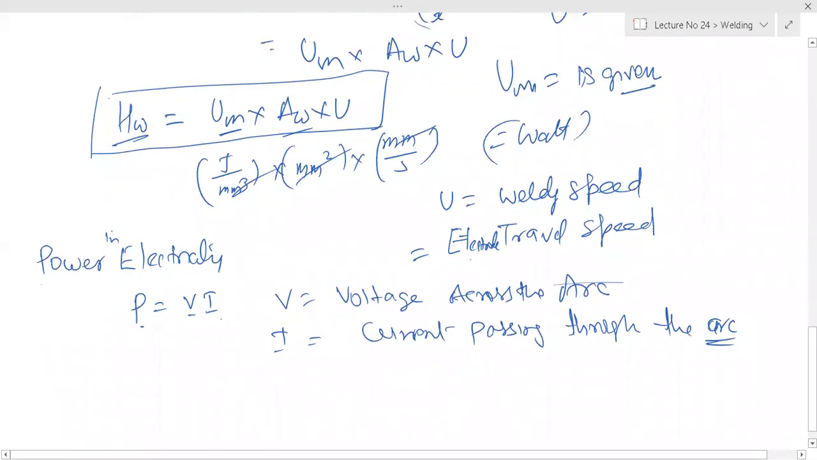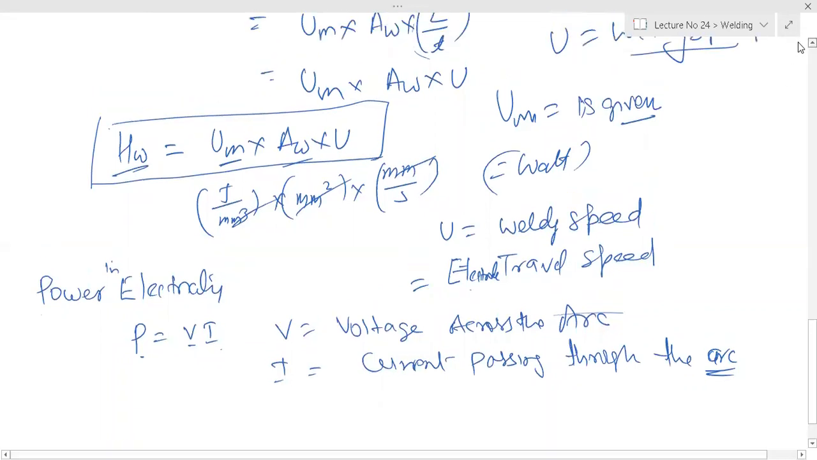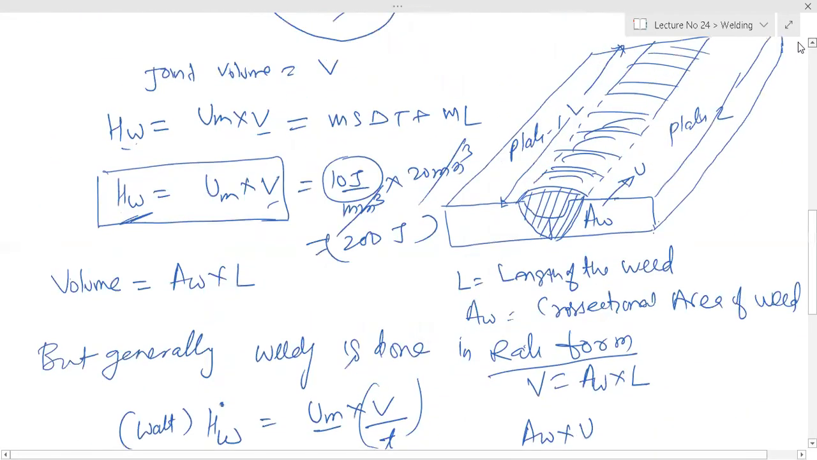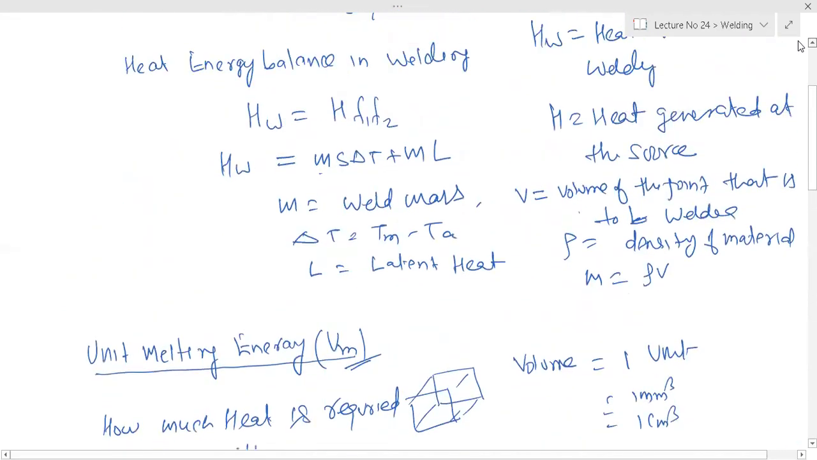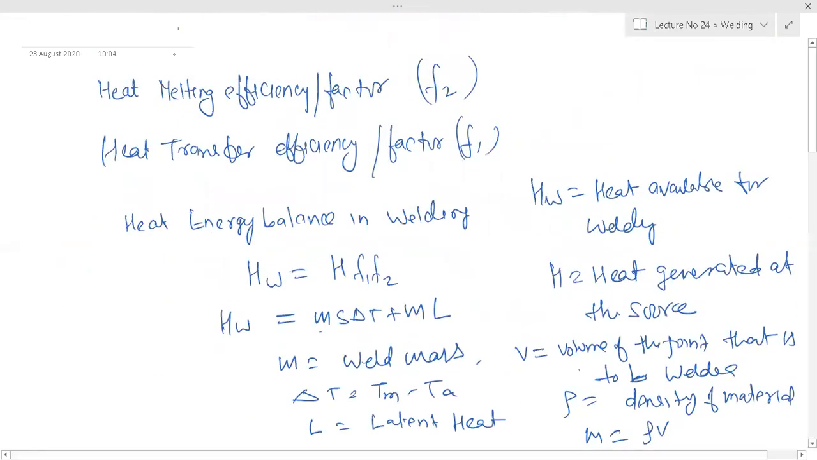We'll discuss more in detail in arc welding, but here our topic is physics of welding, because in your GATE syllabus, physics of welding you have to understand first. So our topic is physics of welding.